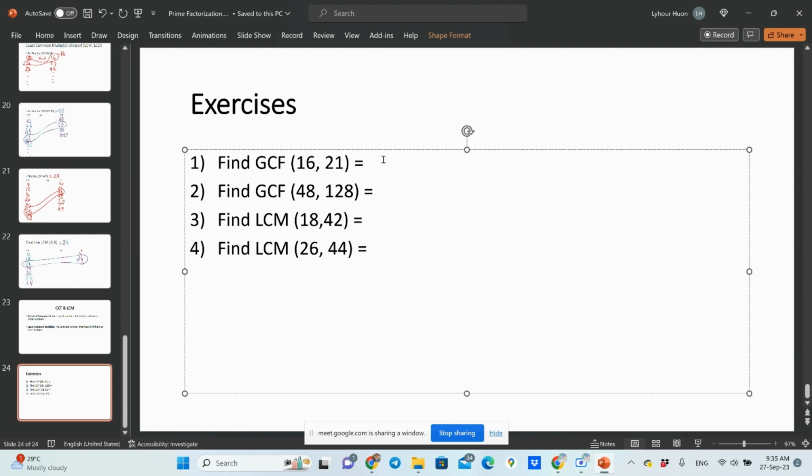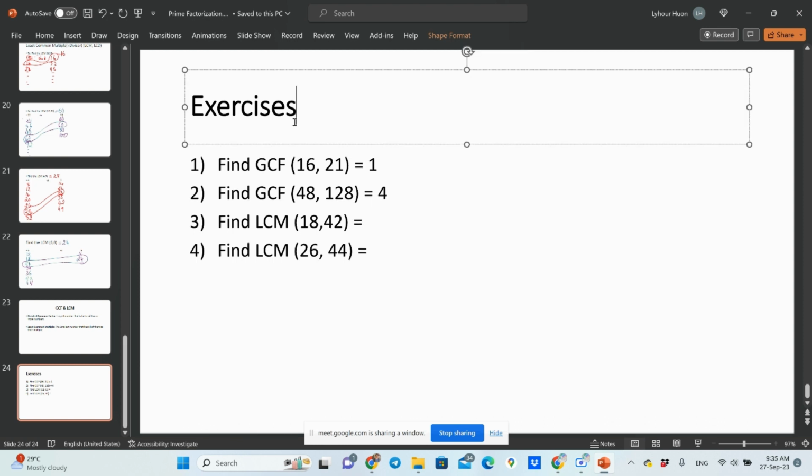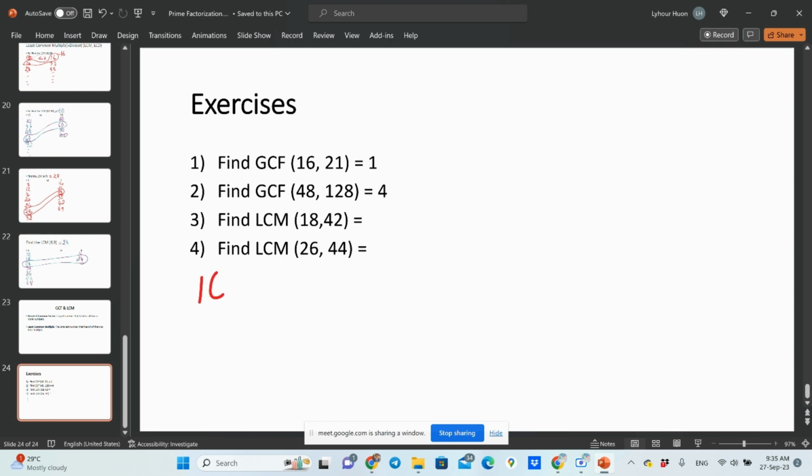How about number one and number two? Have you solved them? Number one is one. Number two is four, I guess. Okay, so let's do it together. We have 16: 1 and 16, right? What else? 2 and 8. Is it divisible by 3? No. 4? 16 divided by 4 is 4, so 4 and 4.